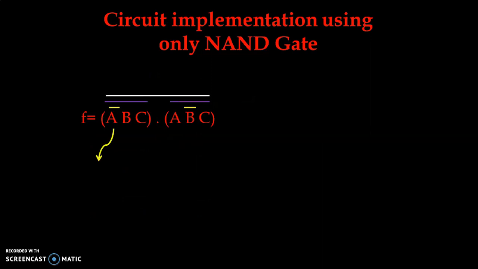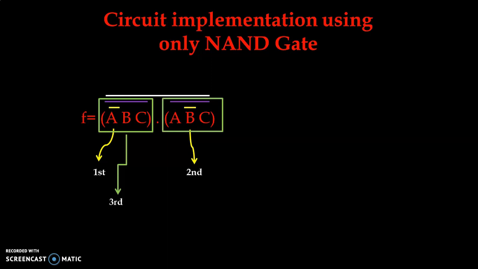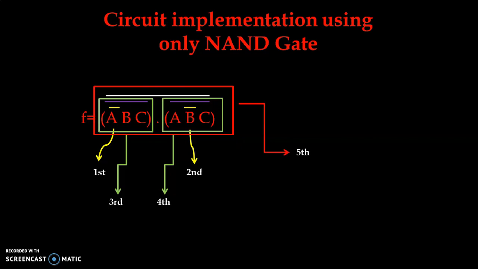We know that one NAND gate we have to use for the A bar. Second NAND gate we have to use to get B bar. We use a third NAND gate for the product term, that is (A bar dot B dot C) whole bar. We use a fourth NAND gate for the other product term, and for the whole equation we use a last NAND gate, that is the fifth NAND gate. So in this switching function we require only 5 NAND gates to implement the logic circuit using only NAND gates.